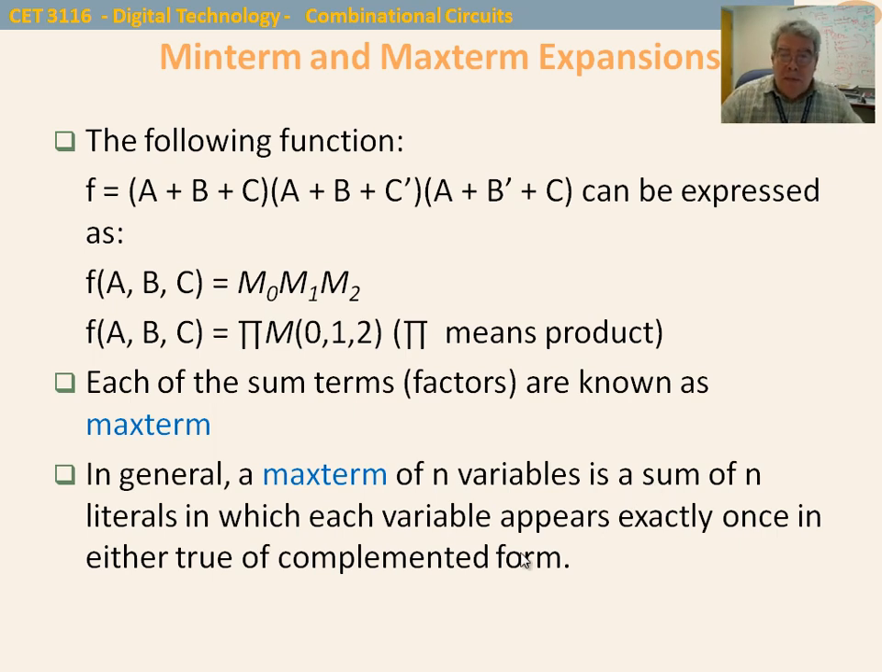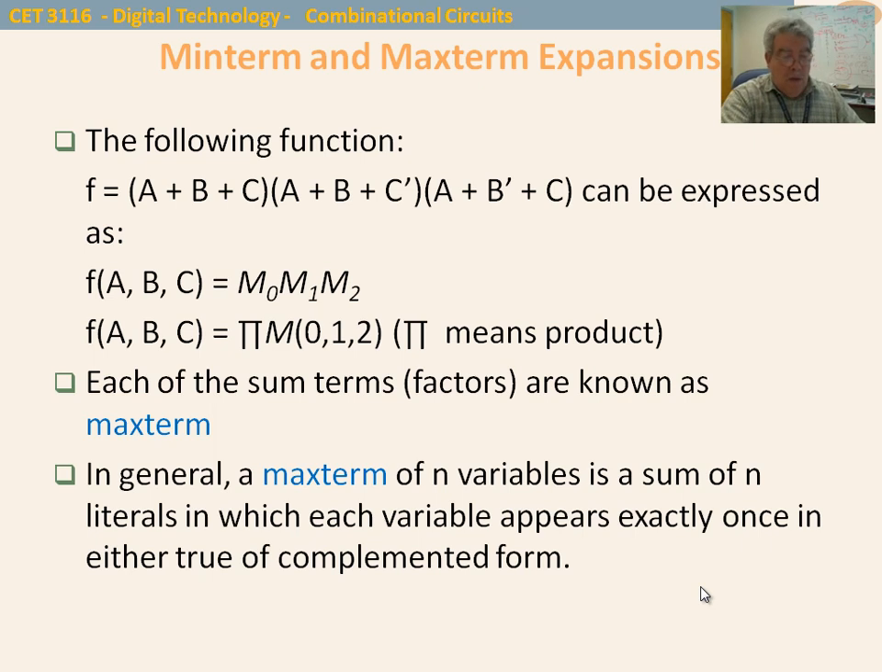Okay? Similarly, what happens with the min term and max term of n variables in a sum of n literals? Each variable will appear exactly once, either true or complemented. This is what we call canonical forms. If you express a function in terms of min terms or max terms, you're expressing the function in canonical form. Okay?